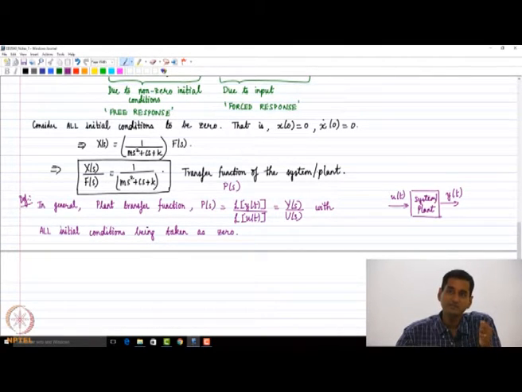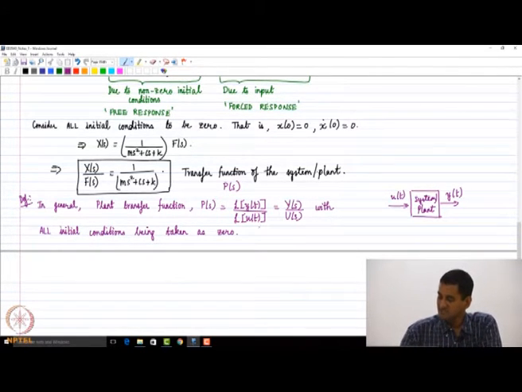Now, the question becomes, would initial conditions be 0 all the time in practice? Not necessarily. Then what would happen if we follow this approach? That's a question we would answer later on. But first let us continue with our analysis and see where we get to.